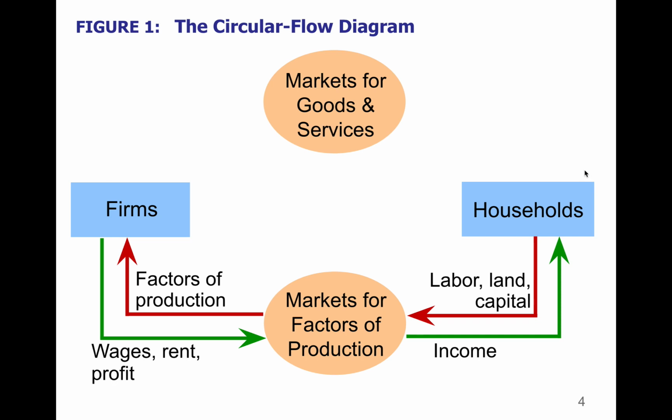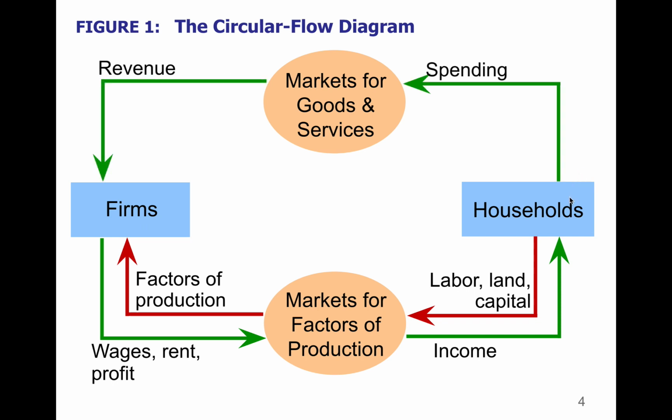Now, there's also a market for goods and services, and these are things that are already made and are being bought and sold. So households take their money. Remember, the green line is money. And they do consumer spending and they buy things in the market for goods and services. The money that a consumer spends is what the firm refers to as revenue. Again, it's the same amount of money. So if you spend $20 at the grocery store, the business just calls that $20 in revenue.